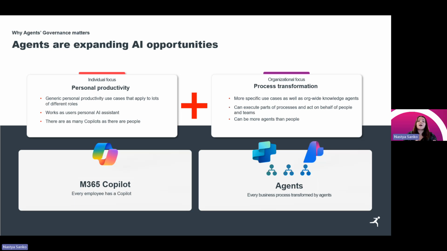But now we're shifting focus from personal productivity to organizational productivity. How do we transform our processes completely with agentic AI to enable organizations with that strategic advantage? And that's where agents come into play, because they can automate and handle processes on behalf of people and teams.